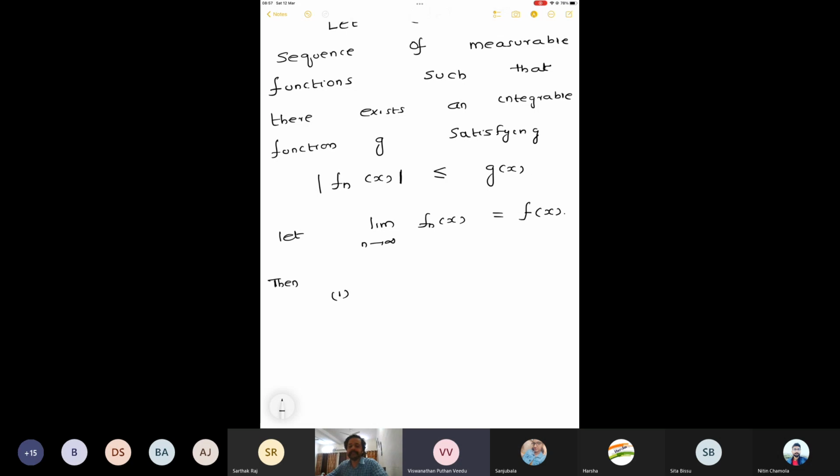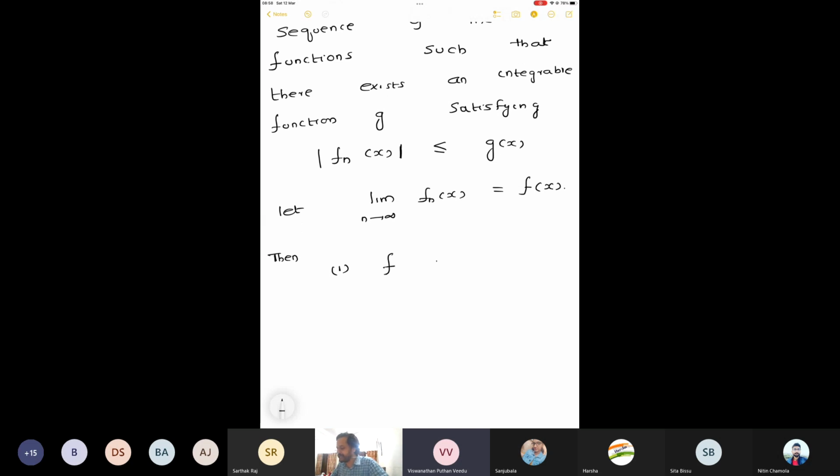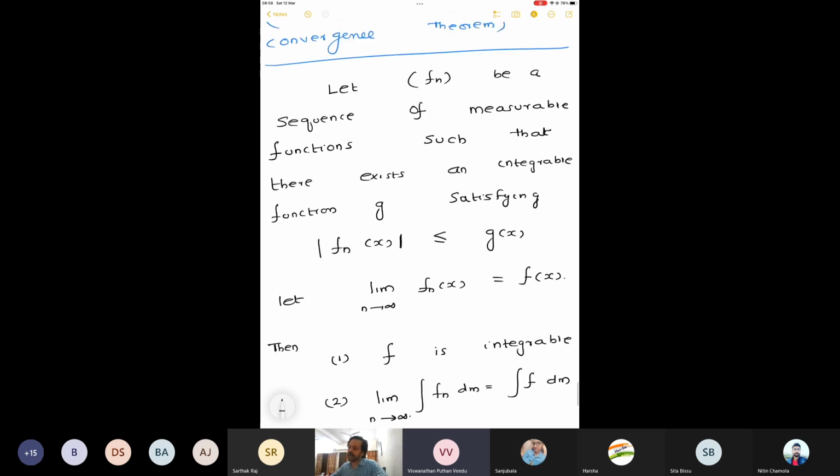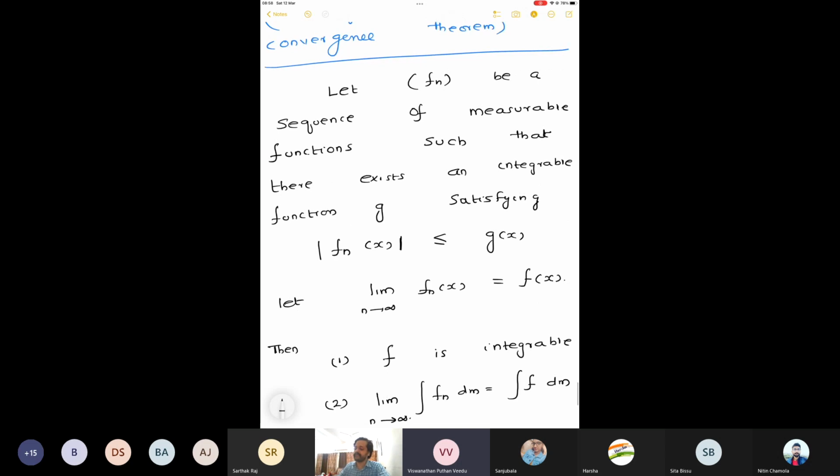So you have a sequence of measurable functions dominated by an integrable function, and suppose that sequence converges pointwise. Then the pointwise limit f is integrable, and further, the main thing, the integral and limit can be interchanged. The limit of the integral of Fn dm is equal to the integral of f dm. The limit of the integral is equal to the integral of the limit. Everything is over R; I have defined Fn as a sequence of measurable functions on R.